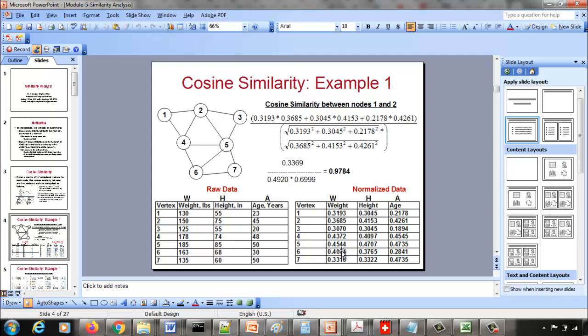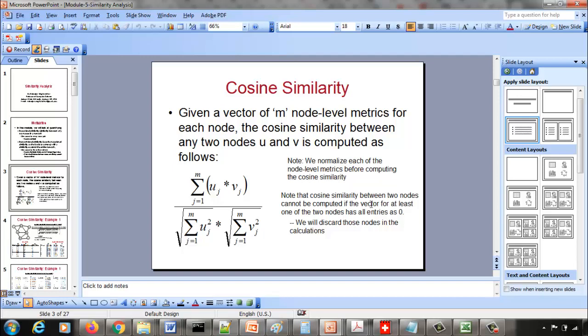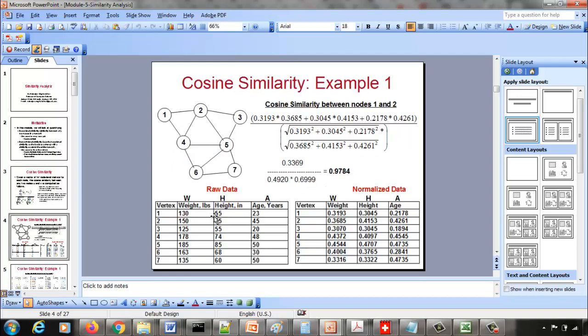Then we call this a vector. For node 1, the vector is 0.3193, 0.3045, 0.2178. For each node we have a vector of this normalized data. And then we'll apply this formula. Here we'll take the product of the two vectors, and then also square the entries in the vector, sum all those squares, and take the square root of that sum.